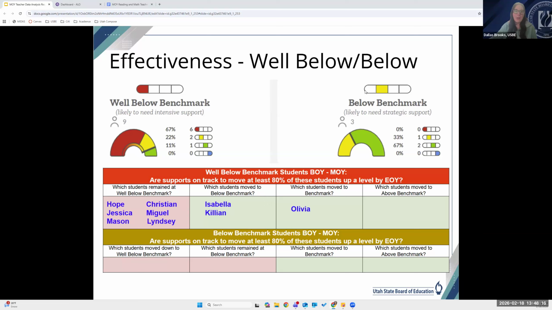Same with my below benchmark students. So I'm going to track. Remember, using the effectiveness report, it takes where they were at beginning of year. So I had 3 students who were yellow at the beginning of year, and I'm seeing how they moved for middle of year. As you can see here, I didn't have any students go from yellow to red. So that's excellent. We never want our students to slide backwards. I had 1 student stay yellow, so I'm going to write that student's name in right here, Sawyer, he stayed yellow. And then I had 2 students move up to green.